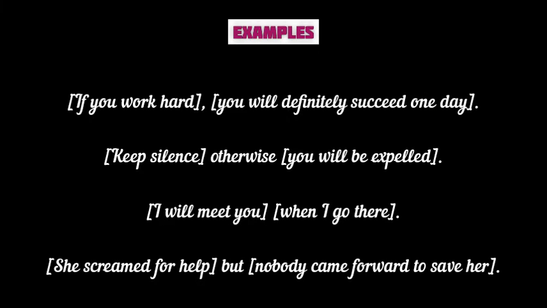Now see the second sentence here. "Keep silence, otherwise you will be expelled." Here the two clauses are "keep silence" and "you will be expelled." Otherwise is the conjunction here. In the first clause, the subject is you, which is hidden or understood, and the finite verb is keep. While the subject of the second clause is also you and the finite verb is will be expelled.